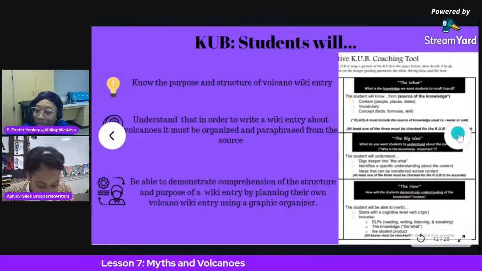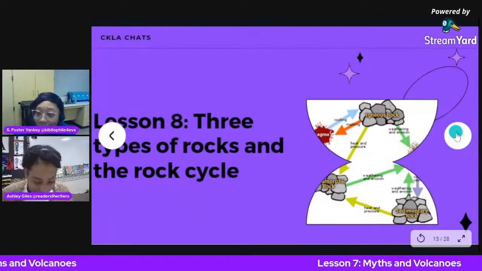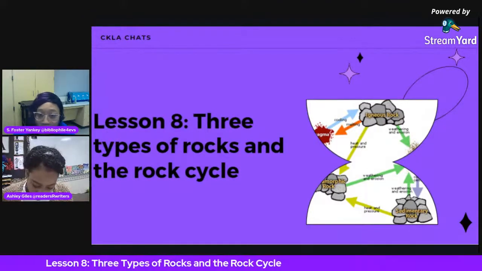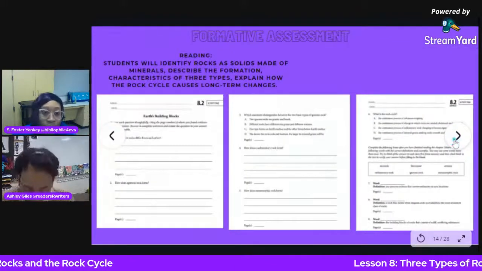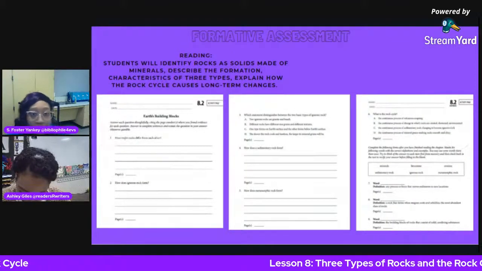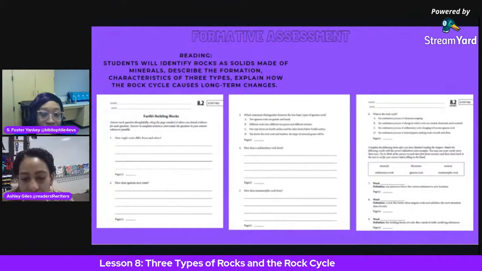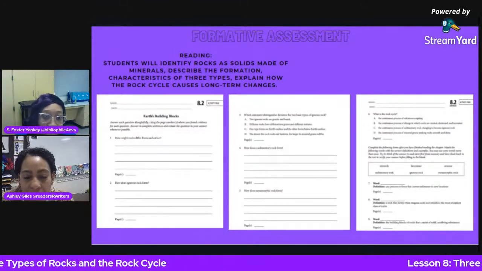All right. So while they're typing, I'm going to go ahead and click to go on to lesson 8. Okay. So lesson 8 is 3 types of rocks and the rock cycle. Okay, so for reading, students will identify rocks as solids made of minerals, describe the formation characteristics of 3 types, explain how the rock cycle causes long-term changes.